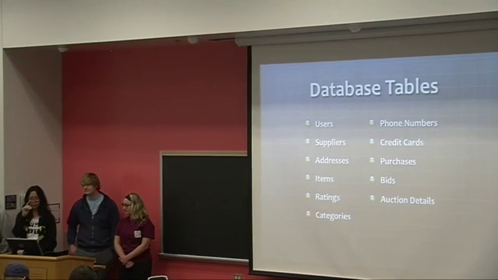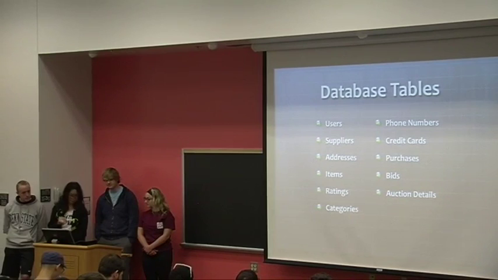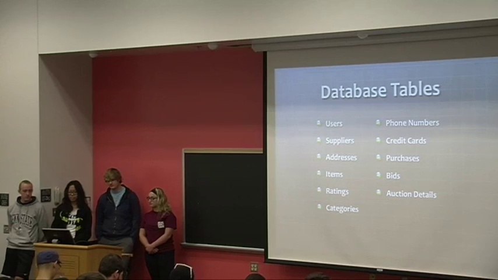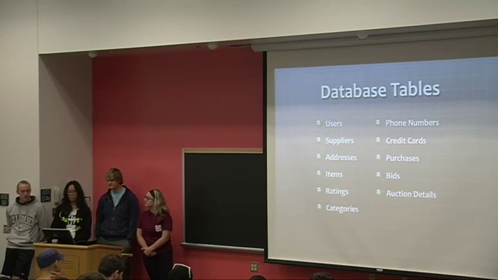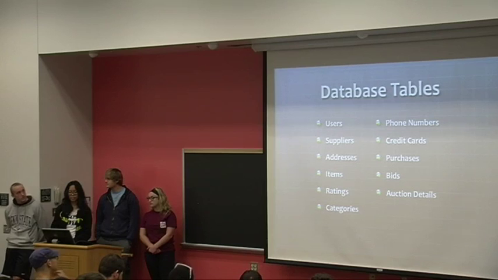So for the tables, we have users, suppliers, addresses, items, ratings, categories, phone numbers, credit cards, purchases, bids, and auction details. Certain tables in there, like the project asked for, have multiple rows for other rows, so users can have multiple addresses or phone numbers, things like that.